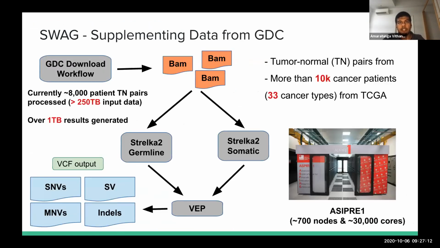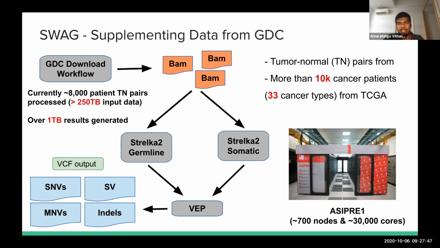So we use the Swag framework to supplement the data from GDC. For example, the standard GDC pipeline only provides somatic SNVs. Therefore, we added additional tools to generate somatic indel calls on GDC data. As of now, we have processed more than 8,000 tumor-normal pairs from cancer patients in TCGA. Our target is to process all of the tumor-normal sample pairs in TCGA across 33 cancer types. That is going to be more than 10,000 DNA samples.